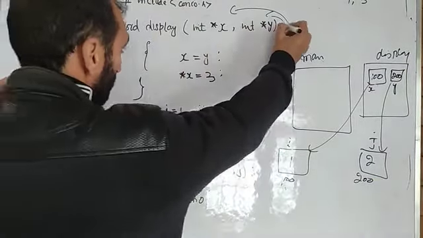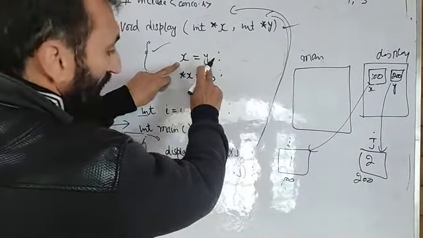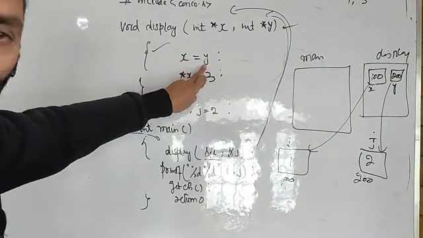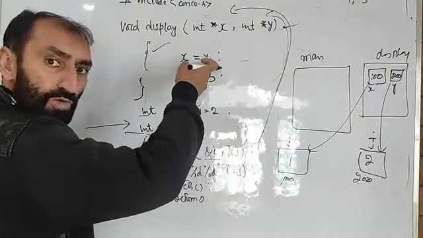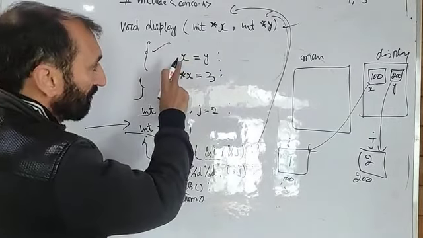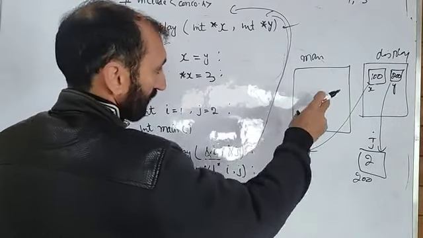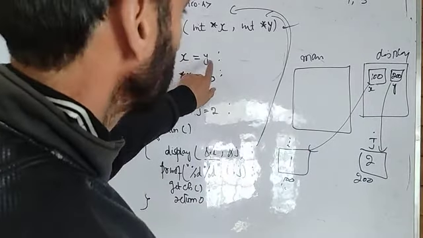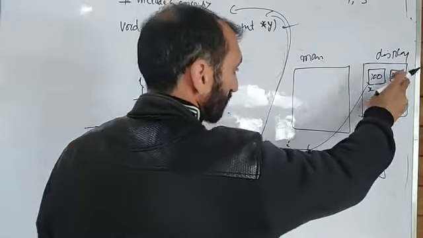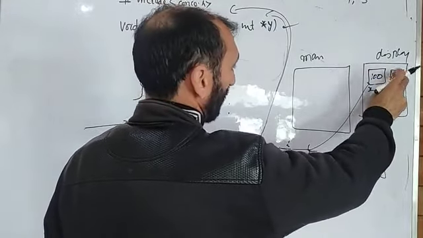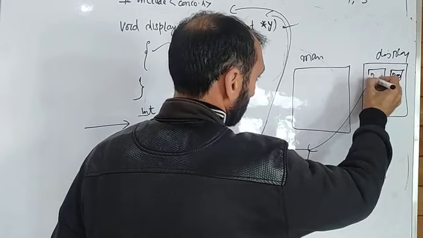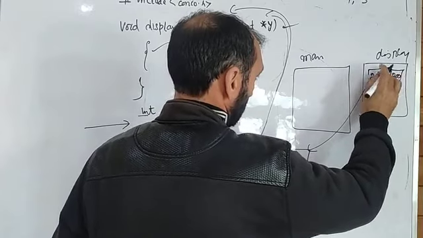Similarly, after execution of this line, x equal to y. That means whatever value is in y is going to be assigned to x. What is the value of y? 200. 200 will get assigned to x.